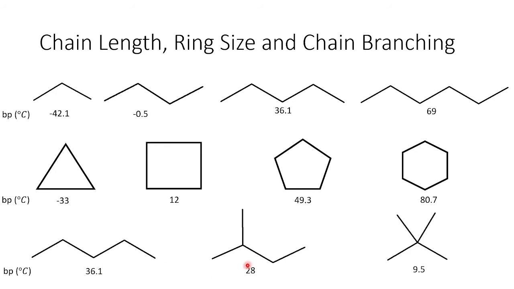Habang parami ng parami yung branches, so we have here one branch. So from 36.1, it became 28 degrees Celsius ang boiling point. And we have here two branches. So we have here, for those two branches, we have here 9.5.